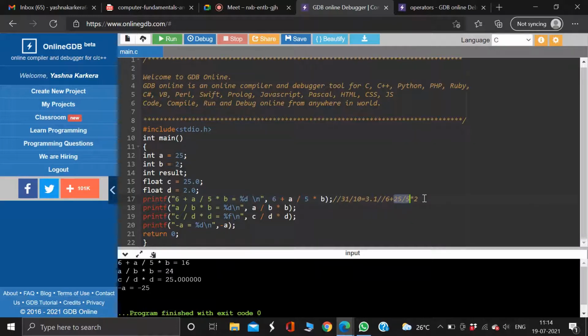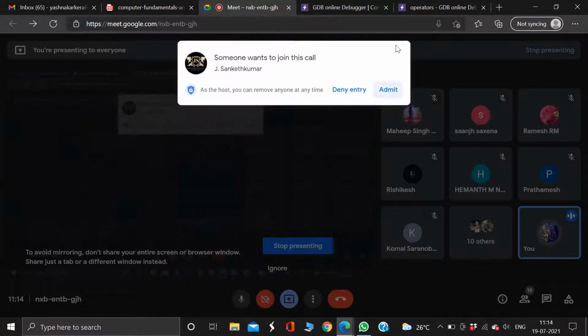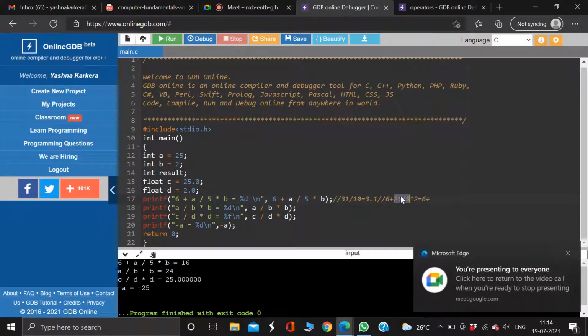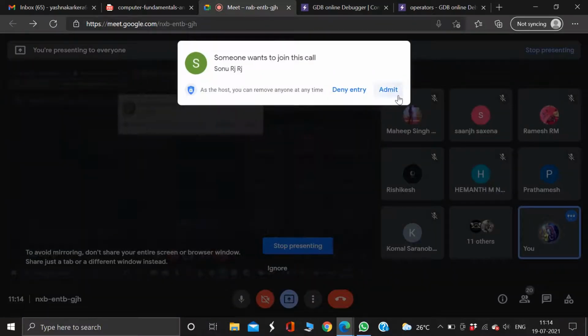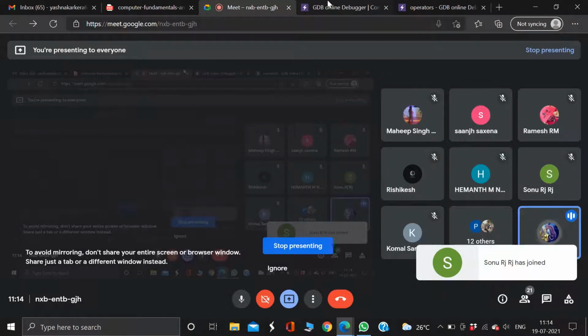So 6 plus, 25 by 5 was calculated first, which came out to be 5, and then multiplication was done because of the BODMAS rule, and that is why we get 5 into 2, that is 10. Therefore it was 6 plus 10, which was 16. Many of you did it well. Very good. Okay, did you all understand this?